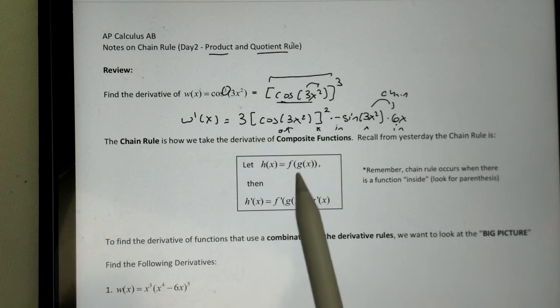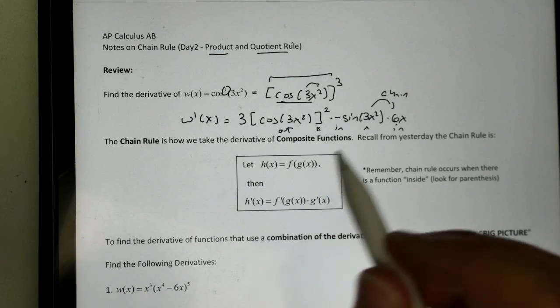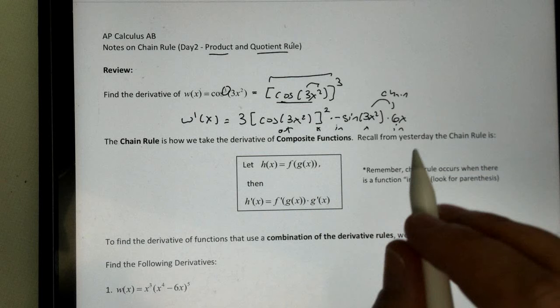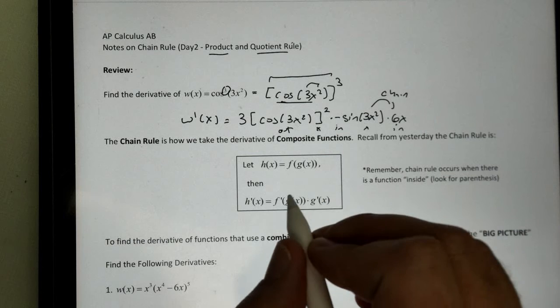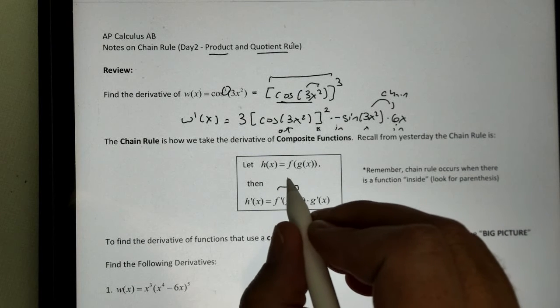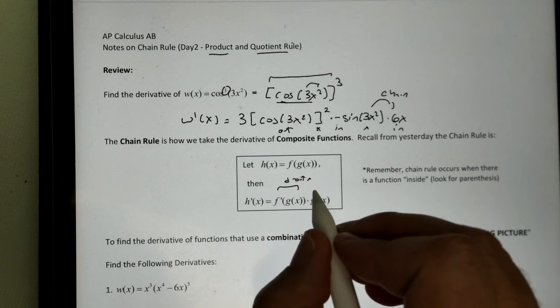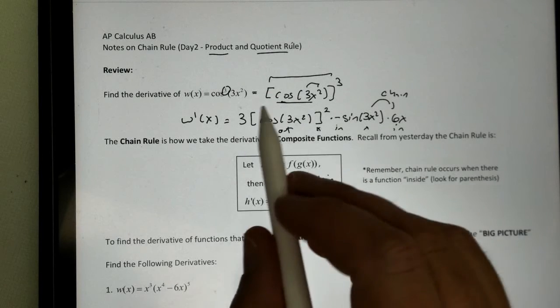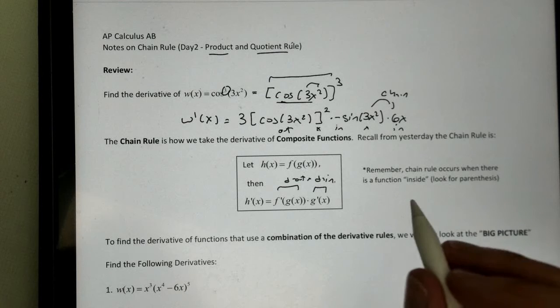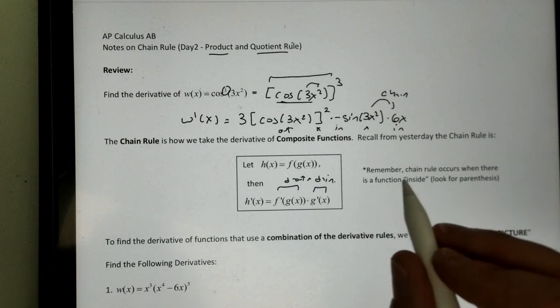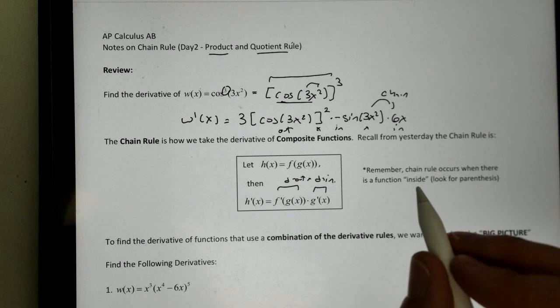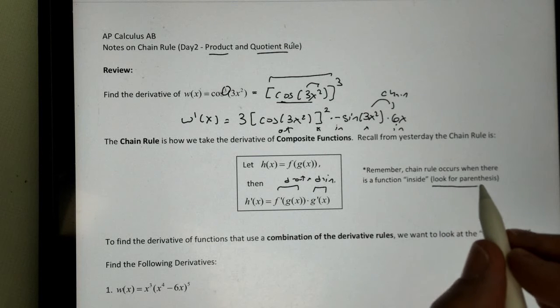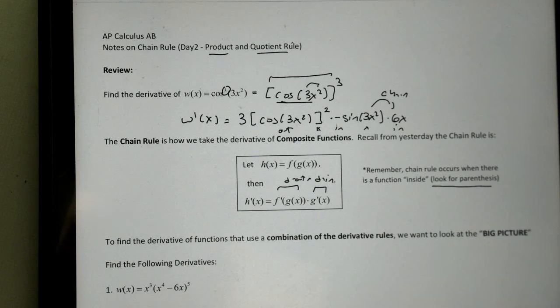So the chain rule from yesterday, we talked about this is how we take the derivative of a composite function. We're going to take the derivative of the outside and multiply that by the derivative of the inside. And that's what we saw up here. Remember, chain rule will occur when there's a function inside of another function. The secret is to look for parentheses.